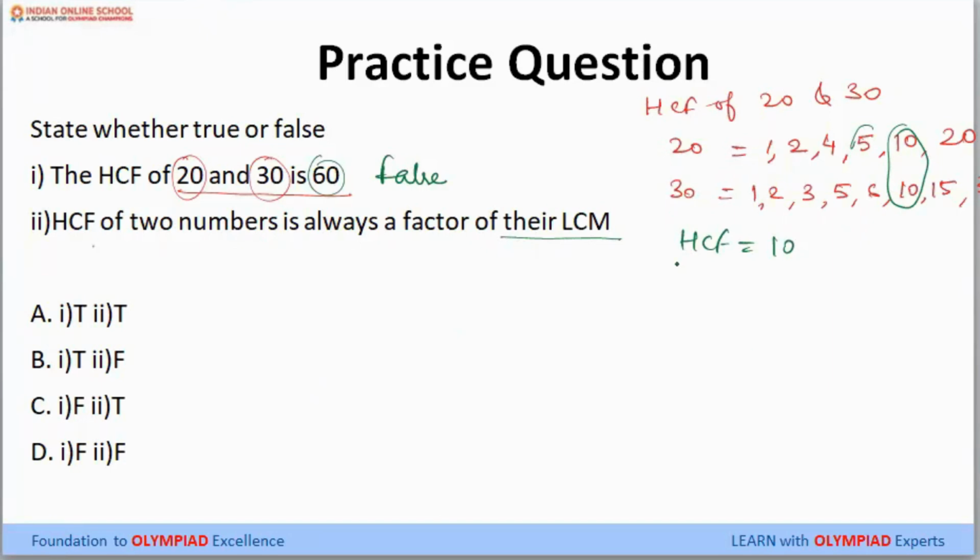Okay? Next: the HCF of two numbers is always a factor of their LCM. If we are finding the HCF of two numbers, that is a factor of their LCM. That is true. Okay, so first is false, second is true. Got it, everyone? Got it, ma'am.